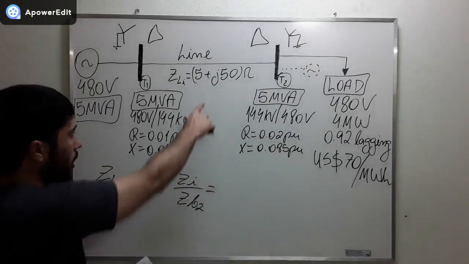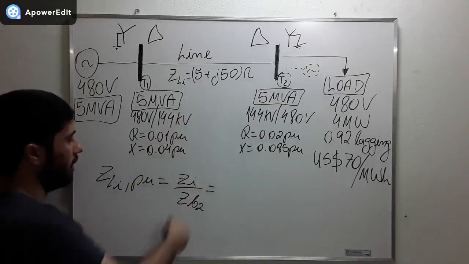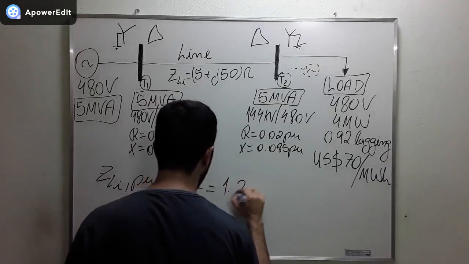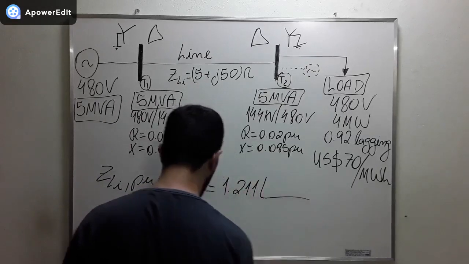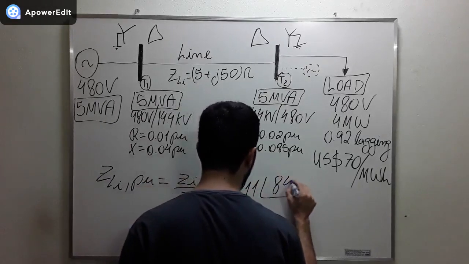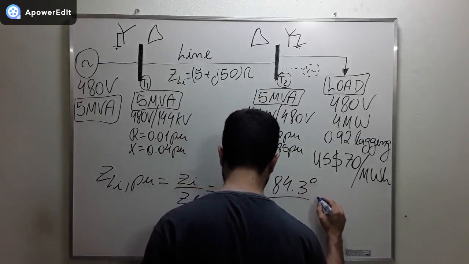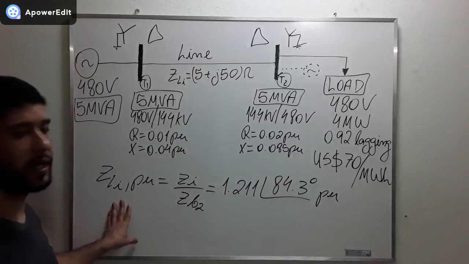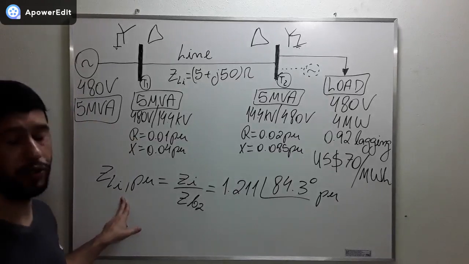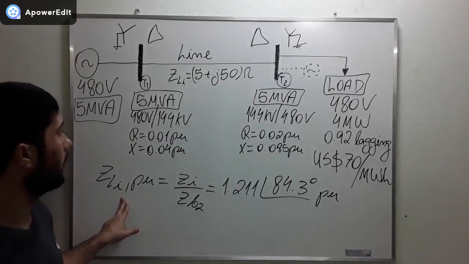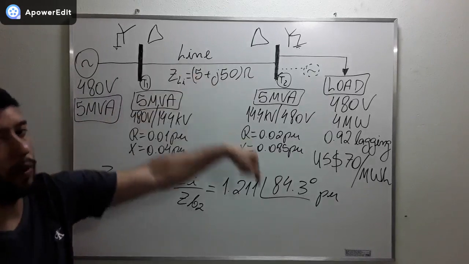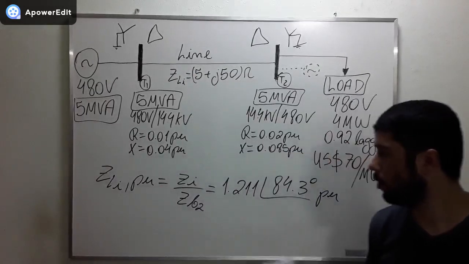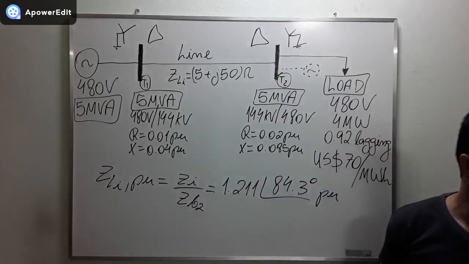And then when you put this value here and divide by this value here, we find 1.211 in the phase 84.3 degrees in per unit. Why did we calculate this? We're going to use this impedance here and calculate the power lost in transmission. That's why we calculated this value here.